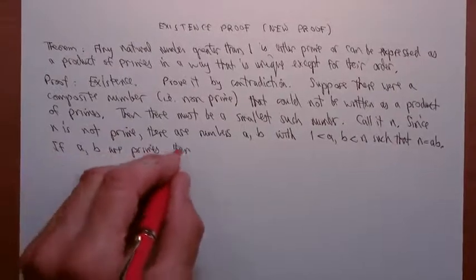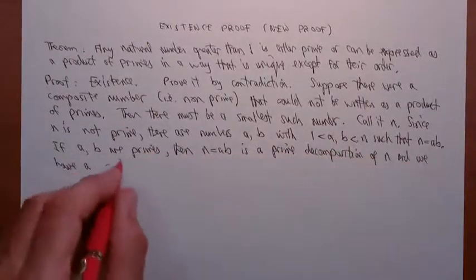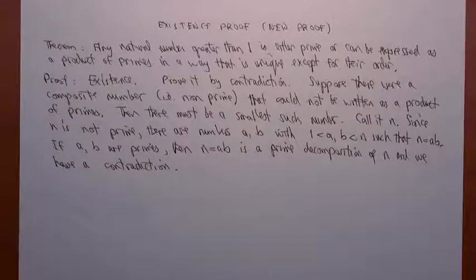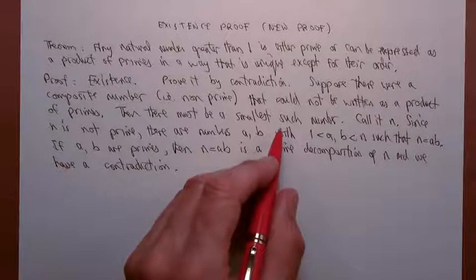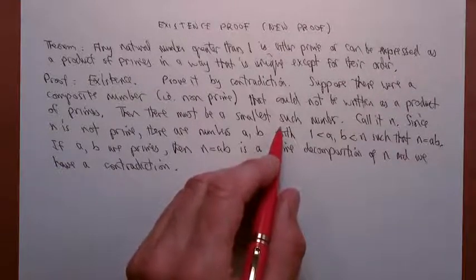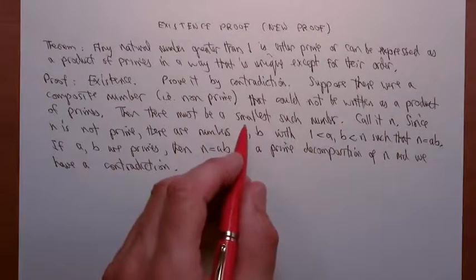If a and b are primes, then n equals ab is a prime decomposition of n, and we have a contradiction, because n was chosen so as not to have a prime decomposition. It was actually the smallest number that didn't have a prime decomposition.